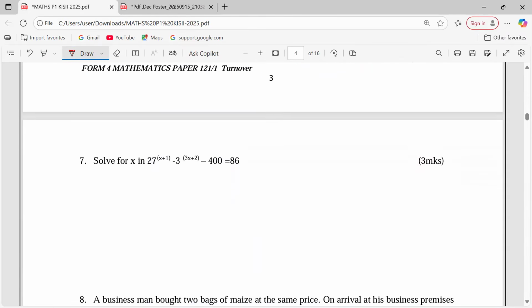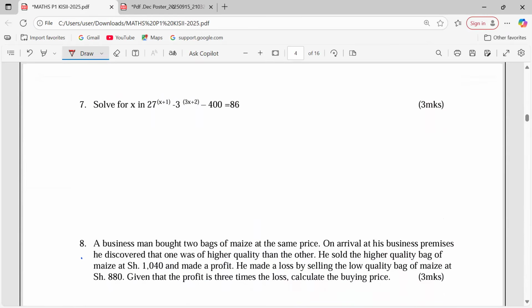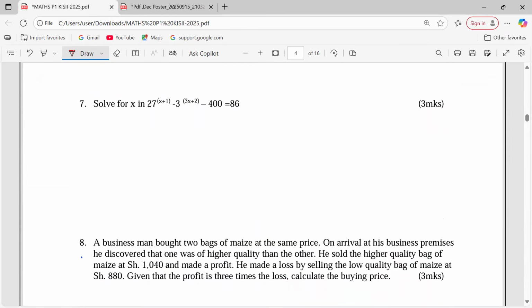At number 7 now, a very good question. Solve for x in 27 power x plus 1 minus 3 power 3x plus 2 equals 486. So how to go about this one should not bother you so much. We've done very many examples on this, and I hope this one will still be bearable for our case.